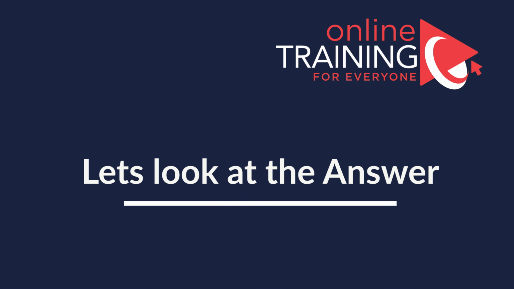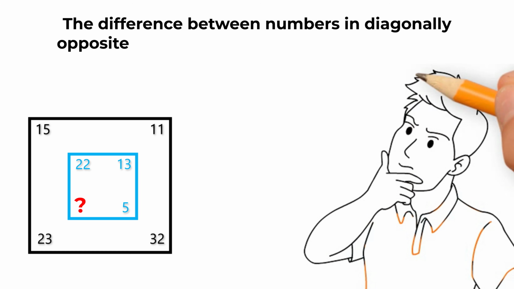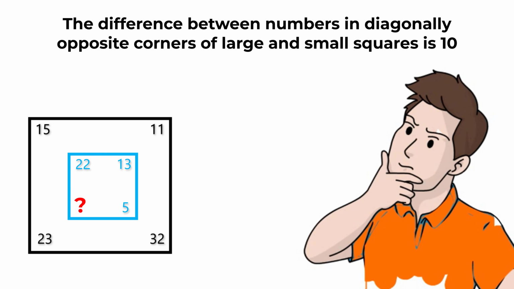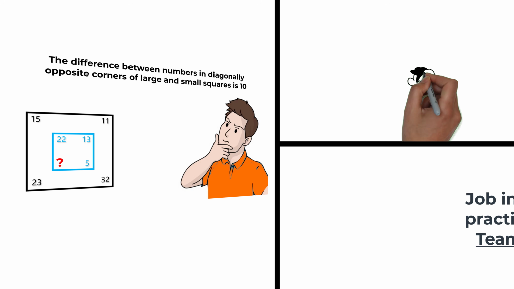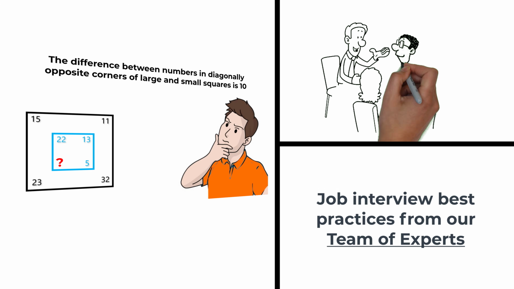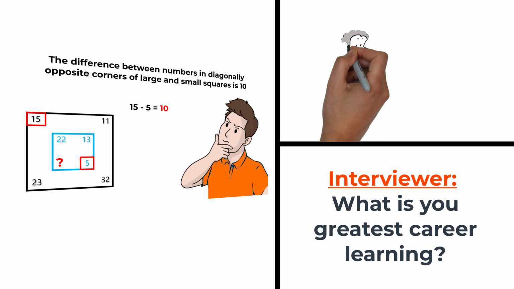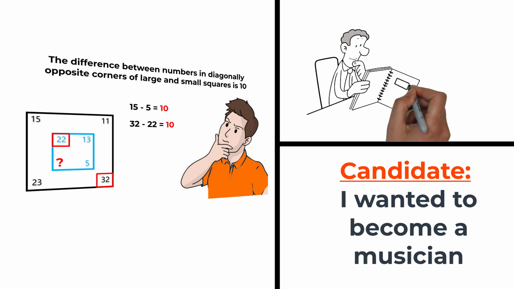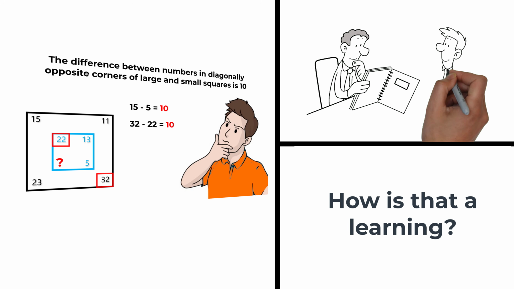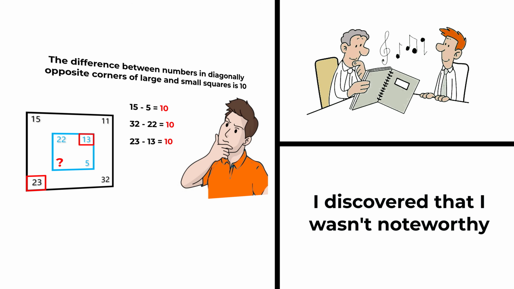As you might have guessed, the pattern here is that the difference between numbers in diagonally opposite corners of the larger and smaller squares is 10. For example, let's look at the upper left corner. The difference between 15 and 5 is 10. If we look at the bottom right corner, the difference between 32 and 22 is 10. And in the lower left corner, the difference between 23 and 13 is 10 as well.